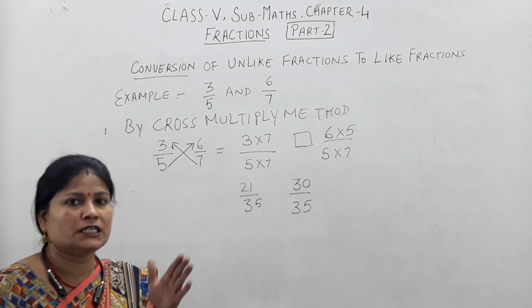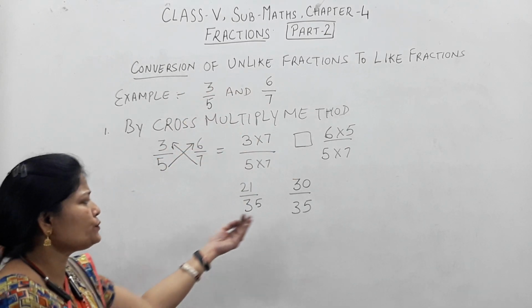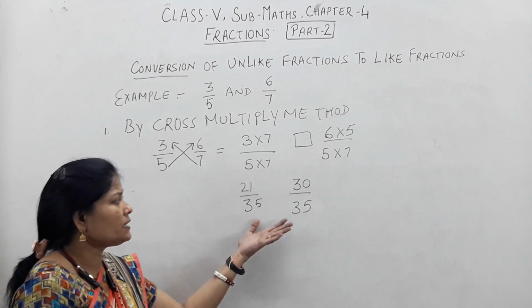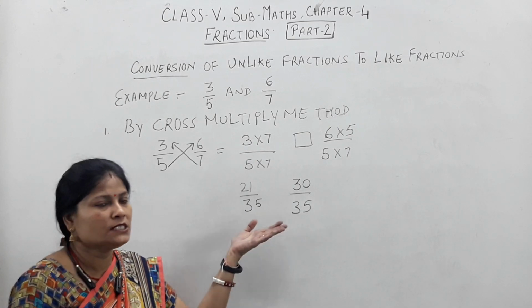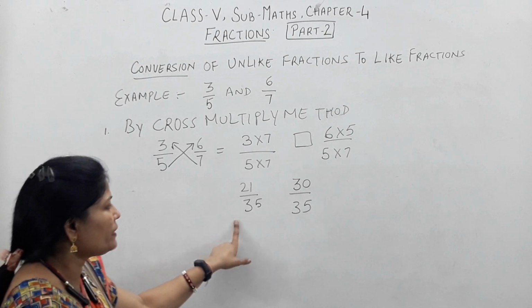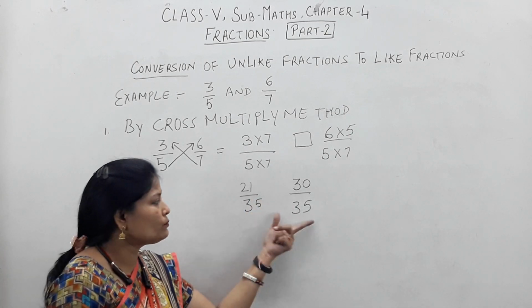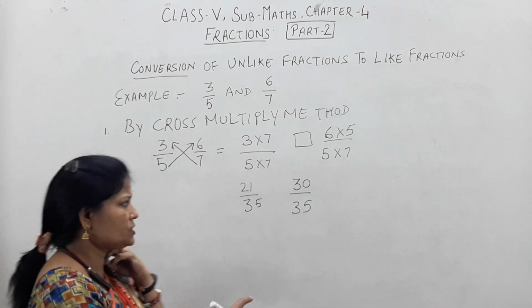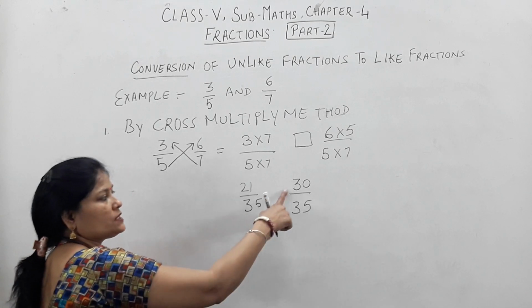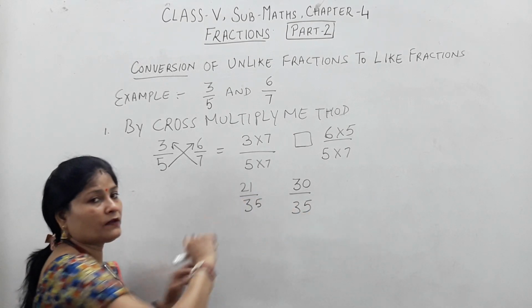So after converting to like fractions, I can do so many things with them. Yes children, I can compare both of them also. See, 21 upon 35 and 30 upon 35 both have the same denominator. So see children, which one is bigger? This one or this one? Of course 30 upon 35, this is bigger.